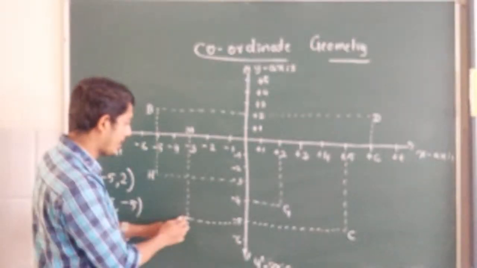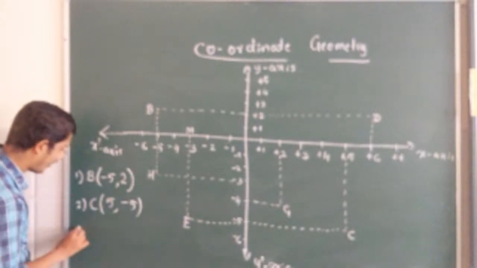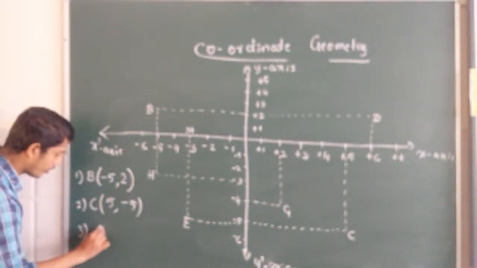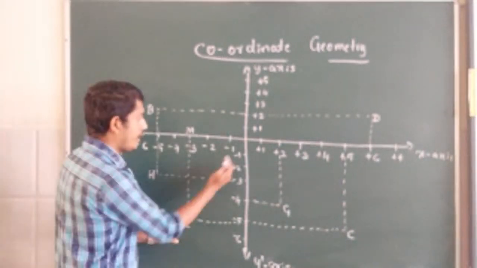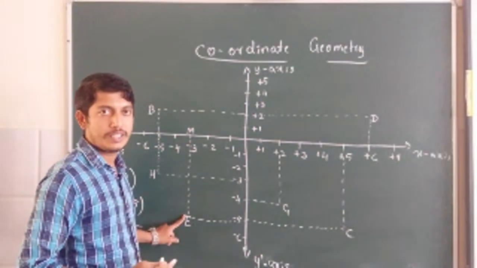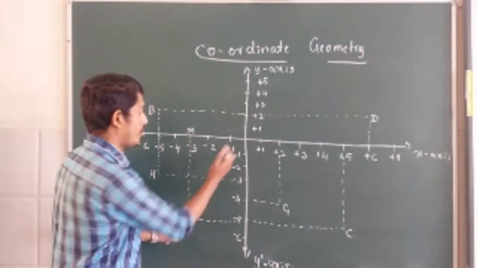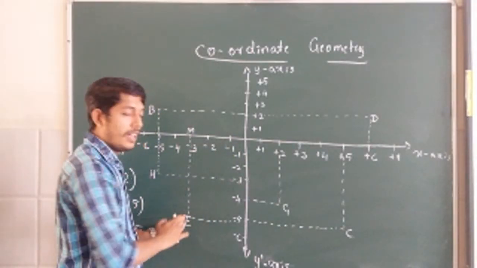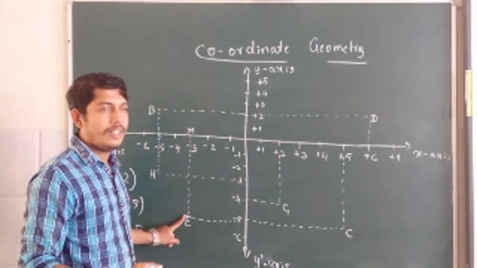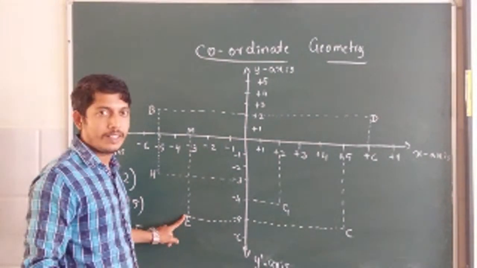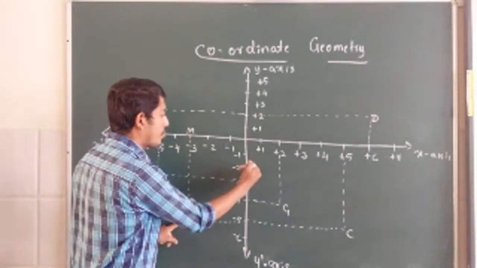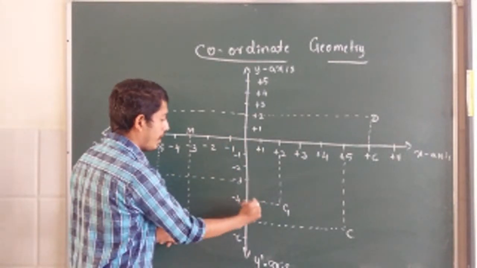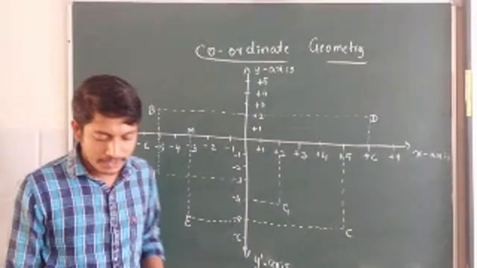So if you consider point E, that is my answer: point E. Point E is shifted minus 3 distance from the origin: minus 1, minus 2, minus 3. And from the origin, it is shifted minus 5 vertically in the downward direction. That is the point. Therefore, the point is E.